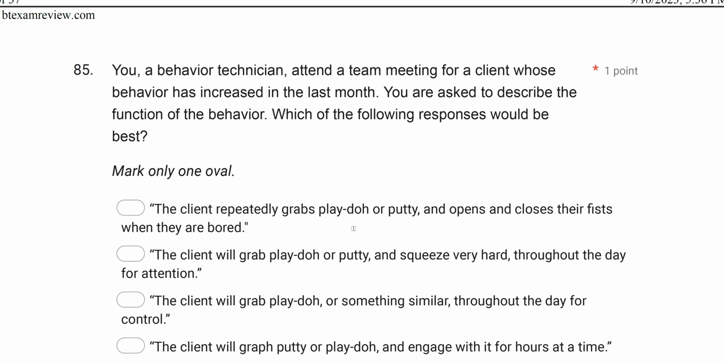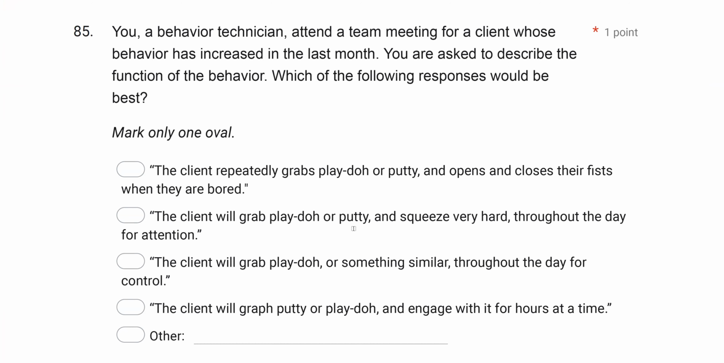85, you, a behavior technician, attend a team meeting for a client whose behavior has increased in the last month. You are asked to describe the function of the behavior. Which of the following responses would be best? Now, let's not overcomplicate this, right? We're looking for the best response describing the function. And so what are our four functions? Our four functions are escape, attention, tangible, and automatic. Meaning, out of all these responses, the best response has to include one of those functions.